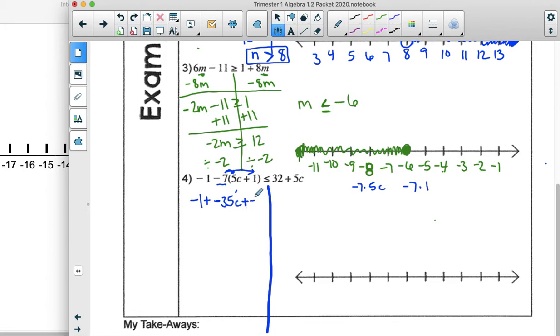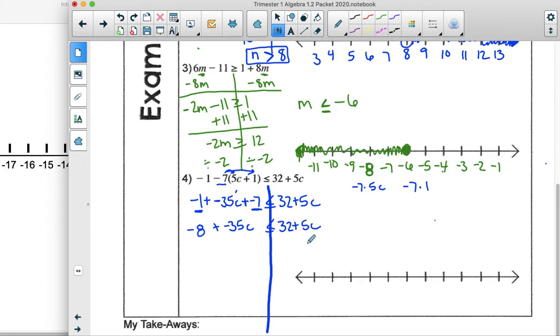Okay, plus negative 7 is less than or equal to 32 plus 5c. Nothing's changing over here. I have a negative 1, and I can combine that with that negative 7. If I had two c's, I would add those c's together, but here I'm just going to add those two constants, which is very similar to number 2. So negative 1 plus negative 7 is negative 8. So I get negative 8 plus negative 35c is less than or equal to 32 plus 5c.